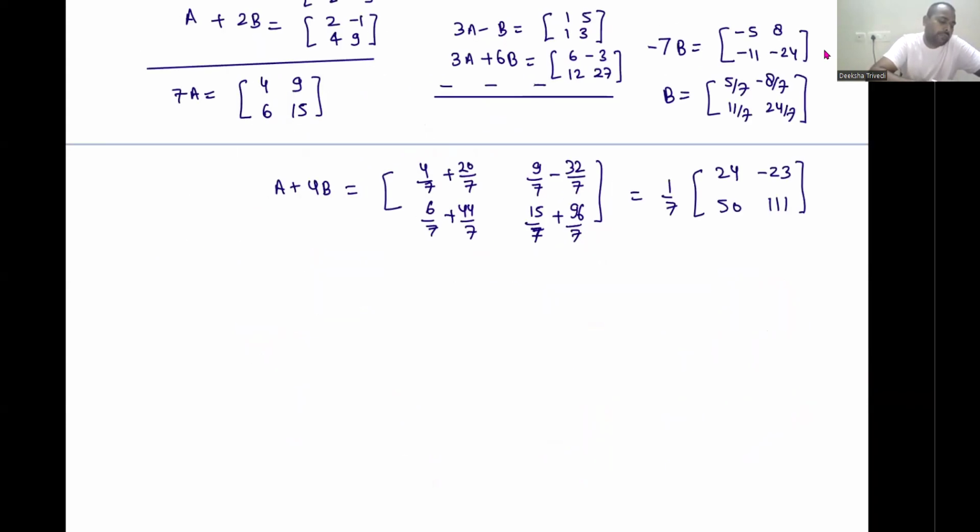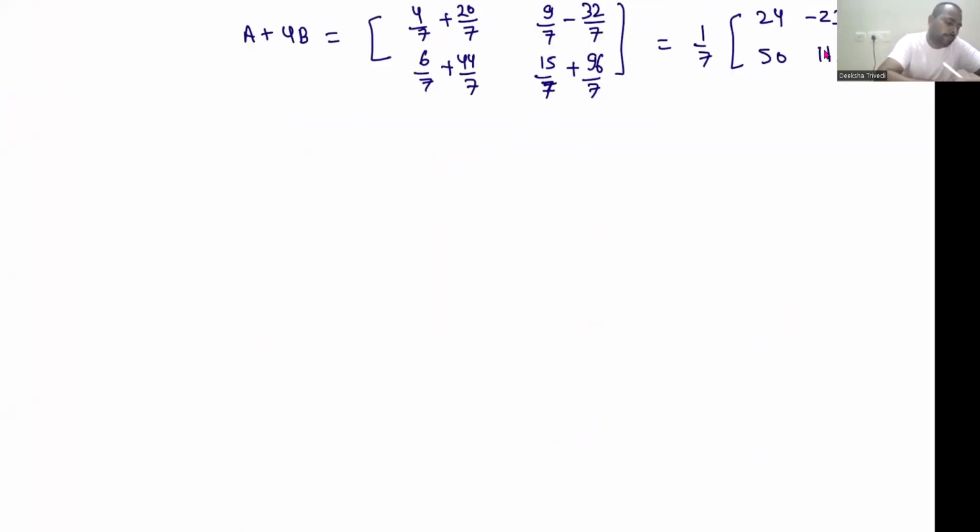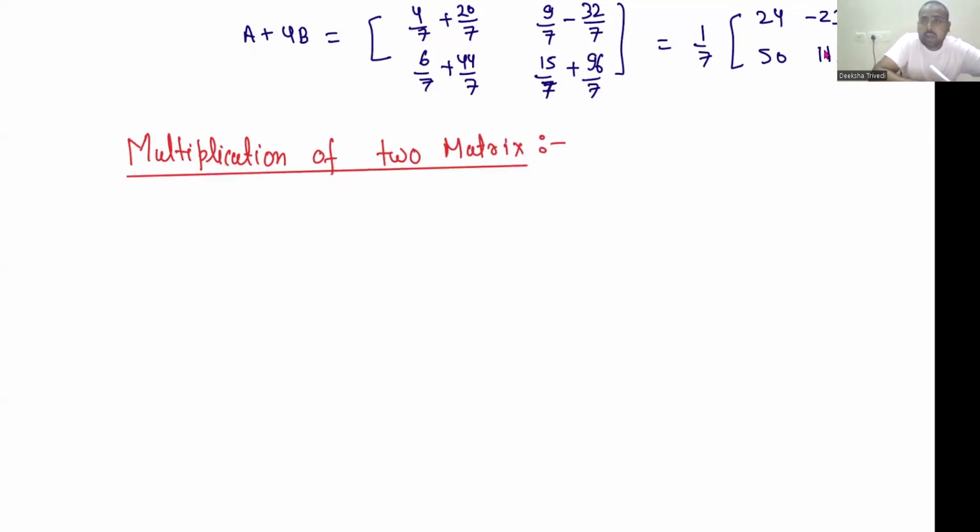Good. After that, we need to start multiplication of two matrices. Multiplication of two matrices. First, we need to understand whether we can multiply any two matrices, or there is a certain condition. In this condition we can multiply, in that condition we can't.